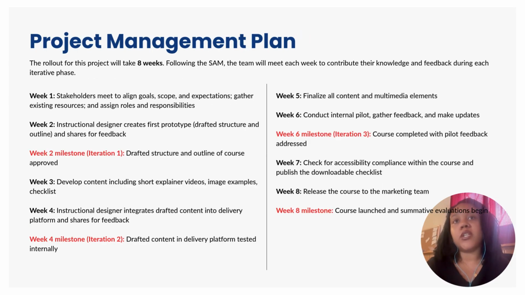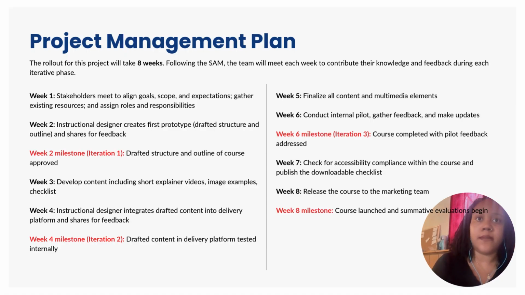The rollout for this project will take 8 weeks total. So, following the SAM, the team will meet each week to contribute their knowledge and feedback during each iterative phase. So, by week 2, iteration 1, meaning the drafted structure and outline of the course, should be approved. By week 4, iteration 2, meaning the drafted content and delivery platform, should be tested internally. And by week 6, iteration 3, meaning the course should be completed with pilot feedback addressed. By week 8, the course should be launched and summative evaluations will begin.